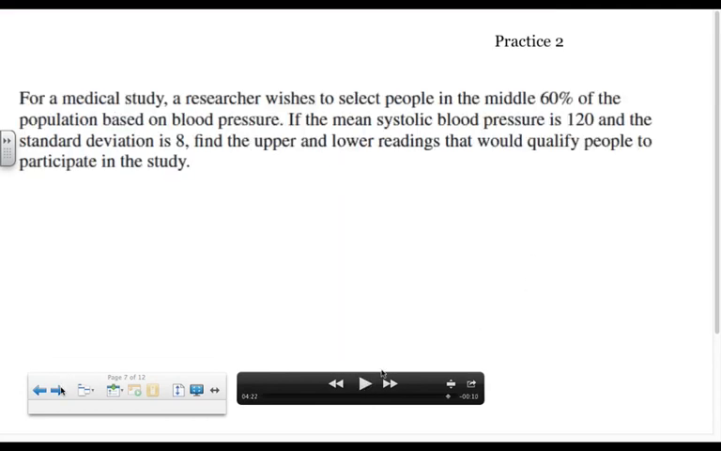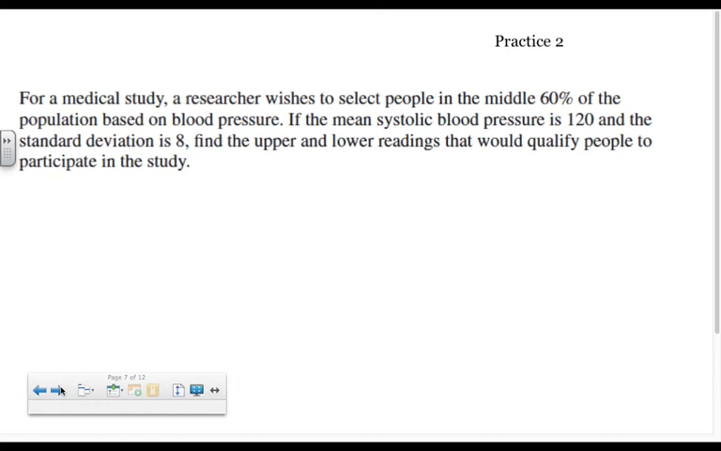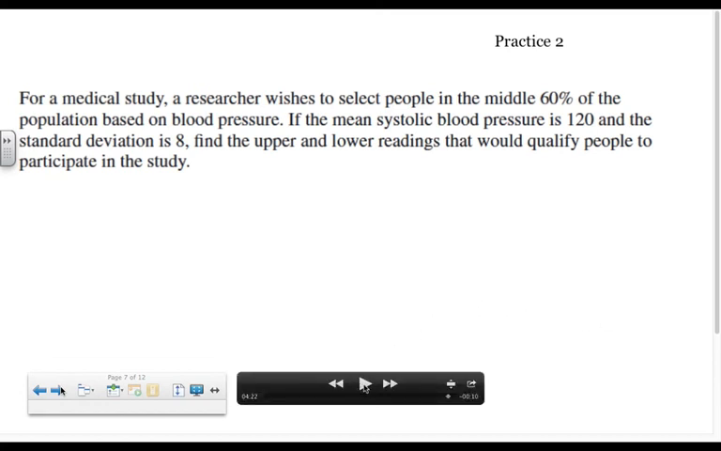Okay, so here is a practice problem. All right, again, you go ahead and pause it, do the problem, and then I'll explain on the next page.